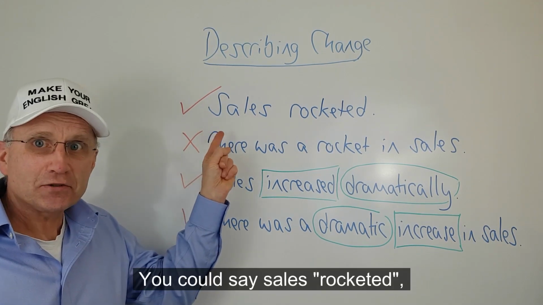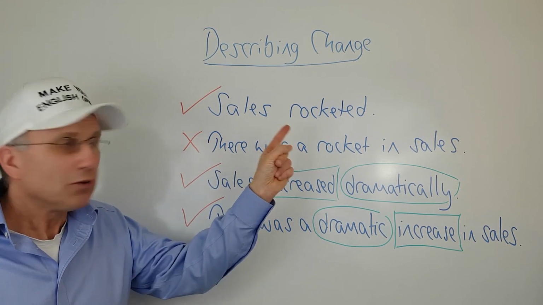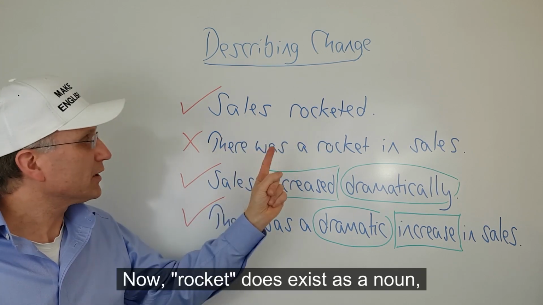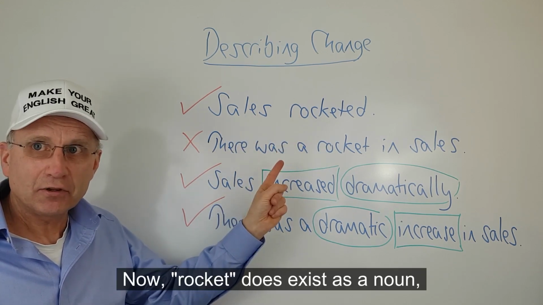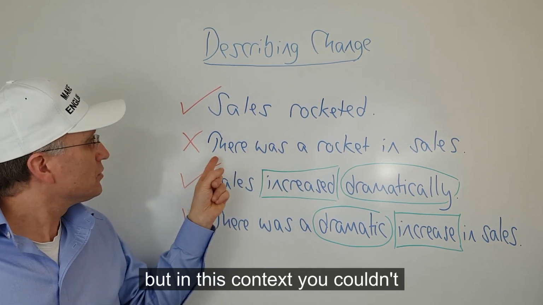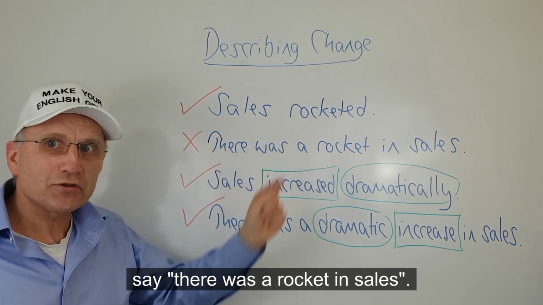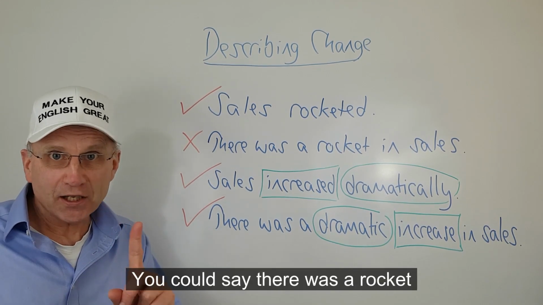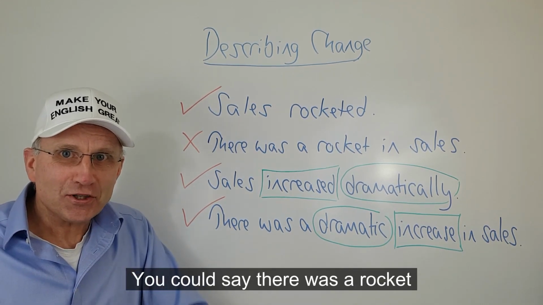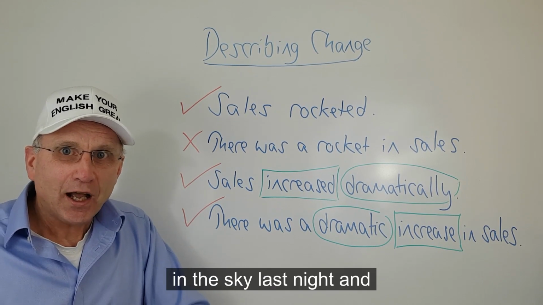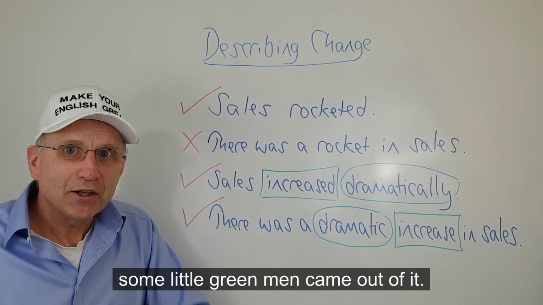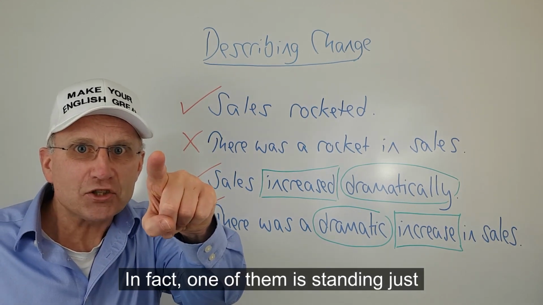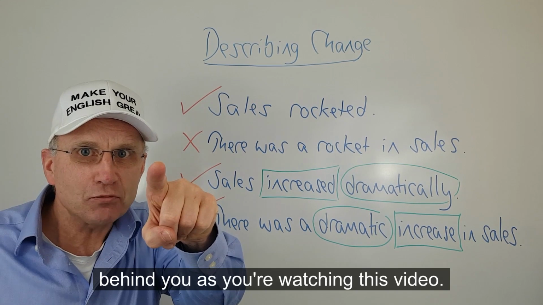You could say sales rocketed, where you're using rocket as a verb. Now, rocket does exist as a noun, but in this context, you couldn't say there was a rocket in sales. You could say there was a rocket in the sky last night and some little green men came out of it. In fact, one of them is standing just behind you as you're watching this video.